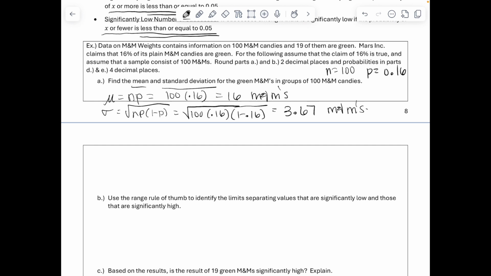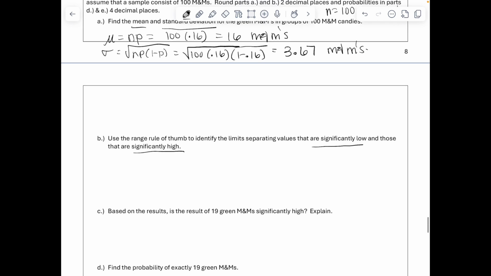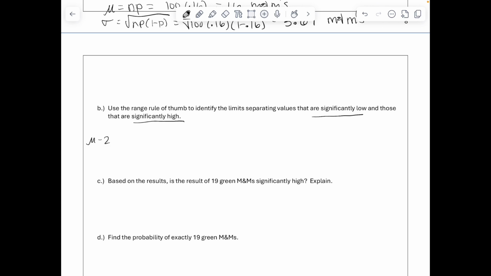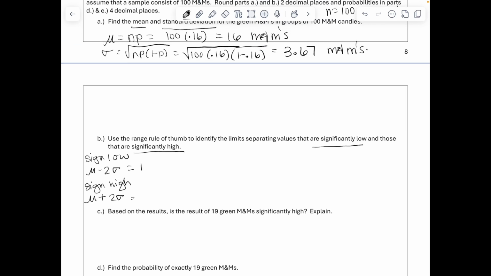Part B says use the range rule of thumb to identify the limits separating the values that are significantly low and those that are significantly high. So in order to do this, we have to use our cutoffs, which are going to be mu minus 2 sigma for significantly low, and for significantly high, we have mu plus 2 sigma. We just calculated our mean and our standard deviation right up above. So we have 16 minus 2 times 3.67, and when we work this out, we get 8.66 or less.